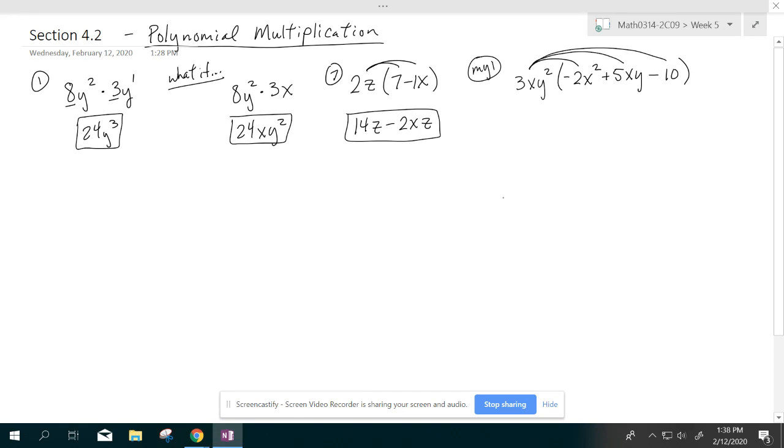That'd be nice. So again, what is 3 times negative 2? And notice that the x and the x squared match. So when I multiply x times x squared, I get, and the y squared comes along for the ride. Everybody see that? Next, 3 times 5. X to the 1 times x to the 1. X to the 2. Y to the 2 times y to the 1.